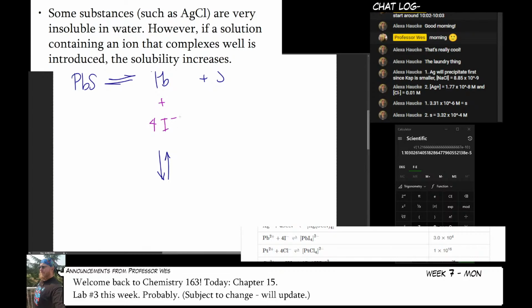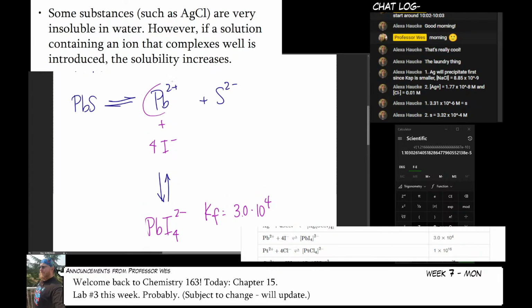If I add iodide to this, then I make this complex. And Kf for this is ginormous. Well, relatively speaking, it's 3 times 10 to the 4. So in other words, what's going to happen is that all of this is going to get consumed and go in this direction, which forces this reaction to go in this direction, and you end up with a situation where you have multiple equilibria pulling each other.